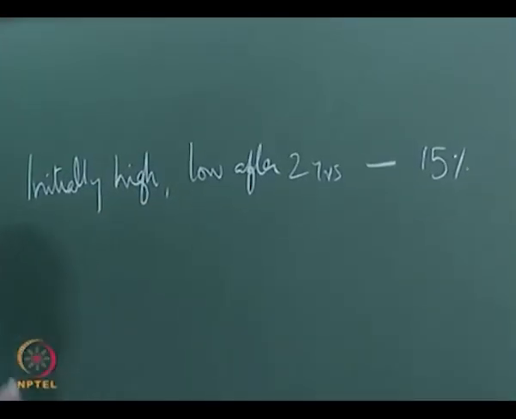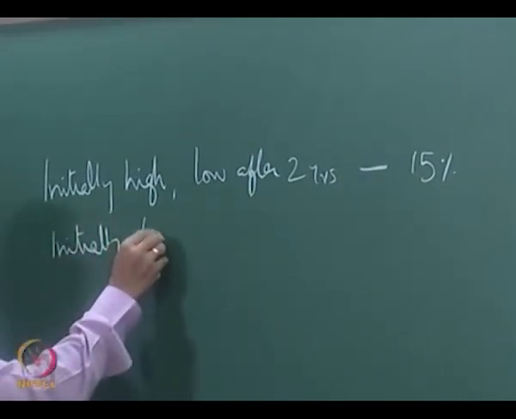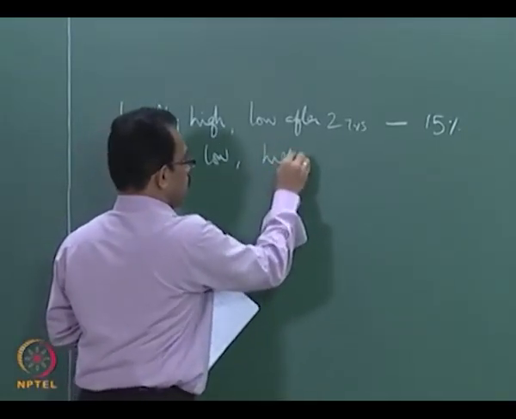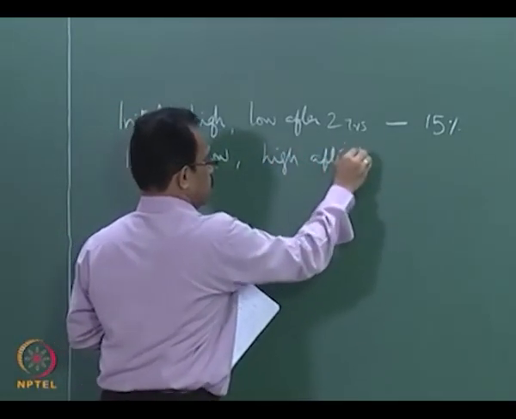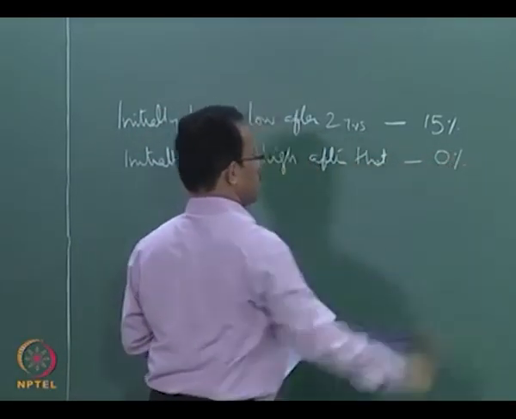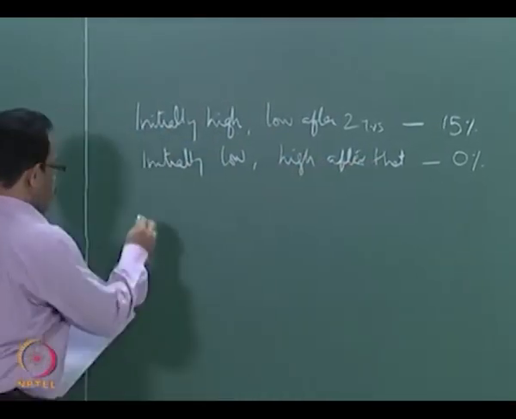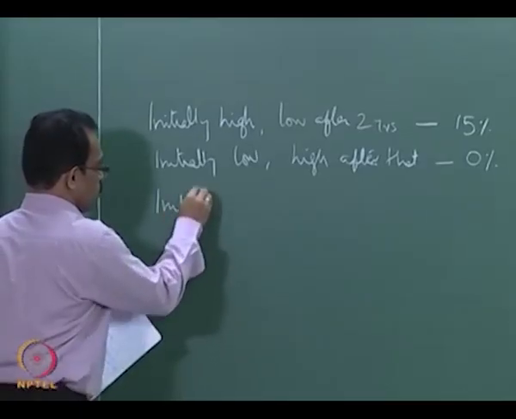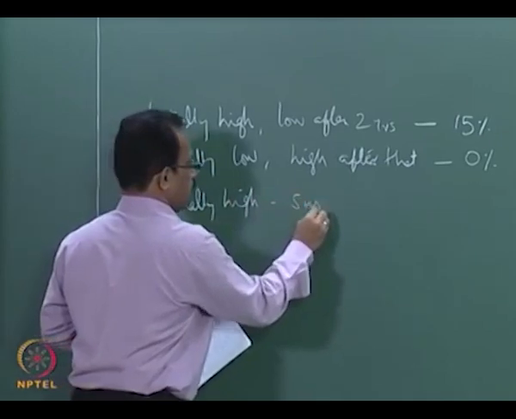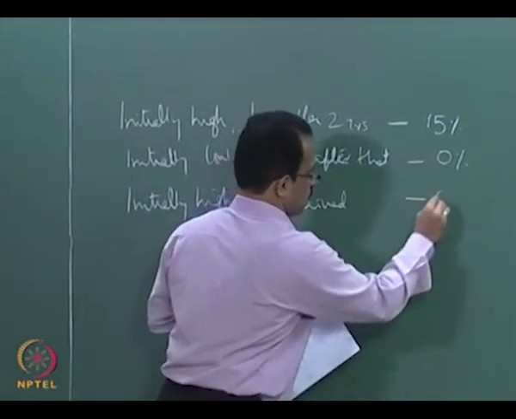The other one is that the demand will be initially low and high after that. This is not identified, so that will be a 0 possibility for this one. Then initially high, so initially you have very high demand and this is sustained over the next 8 years. This possibility is around 60%.